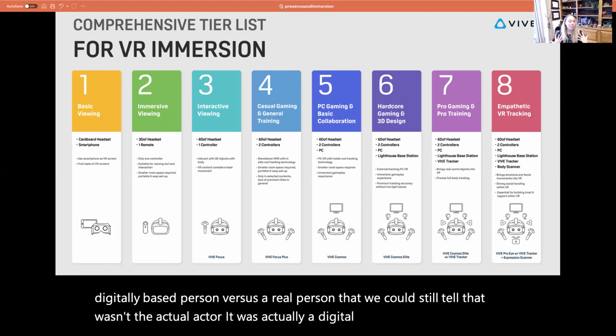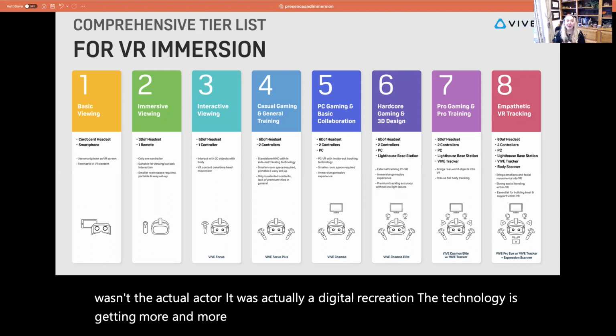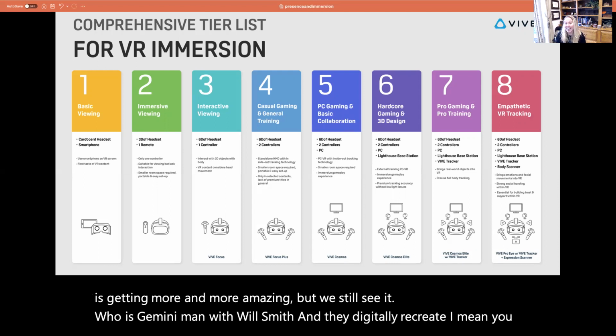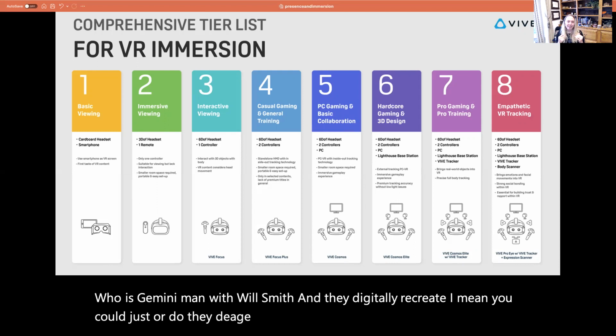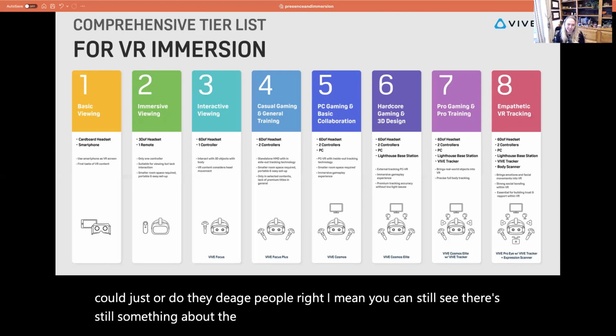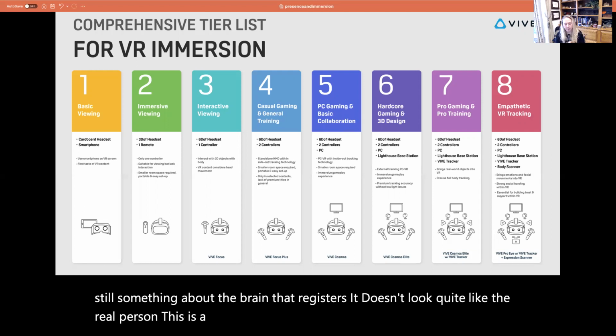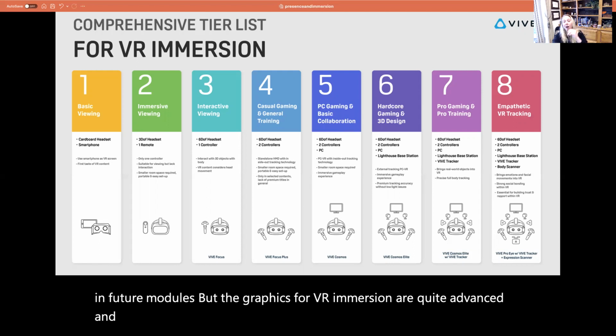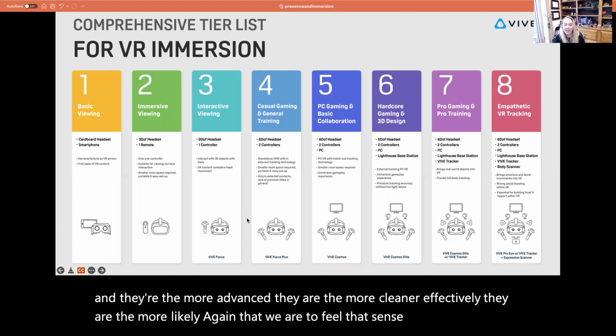The technology is getting more and more amazing, but we still see, in Gemini Man with Will Smith, when they digitally recreate or de-age people, you can still see there's something about the brain that registers it doesn't look quite like the real person. There's a whole phenomenon for the brain that we'll talk about in future modules, but the graphics for VR immersion are quite advanced, and the more advanced and cleaner they are, the more likely we are to feel that sense of presence and to be in the moment.